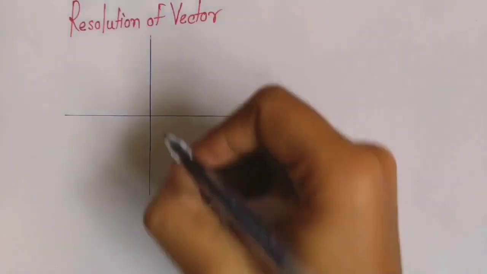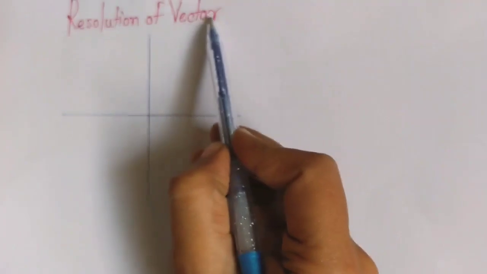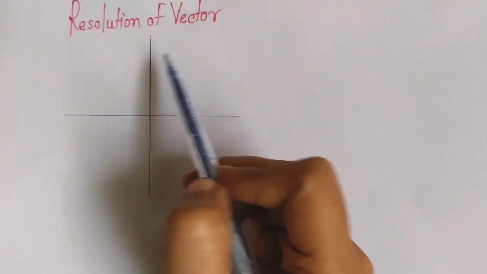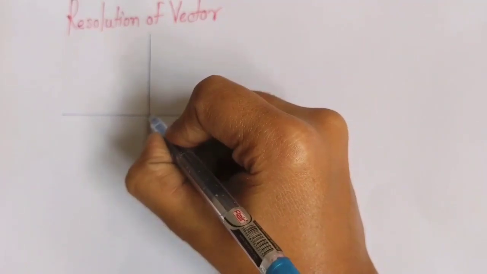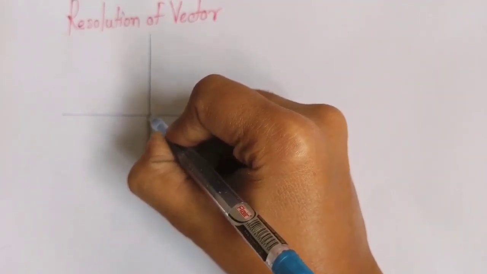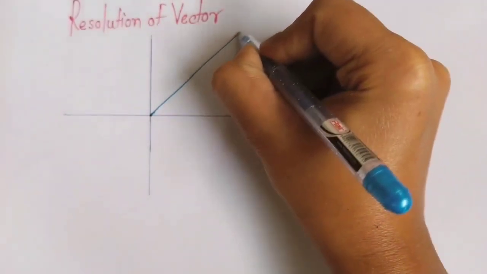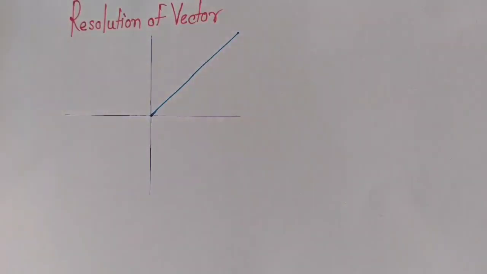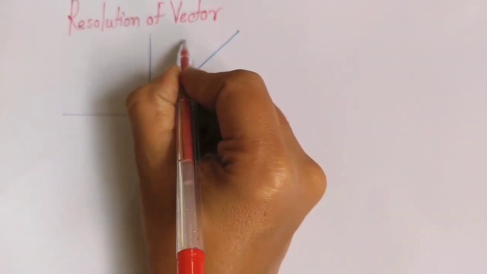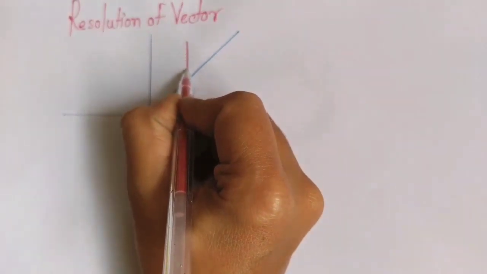Explanation of vector. While solving problems on Coulomb's law application, we first must know how to resolve the vector. So today we will find how to resolve the vector. We have taken four quadrants and one vector in it. We have to resolve this vector into two components.